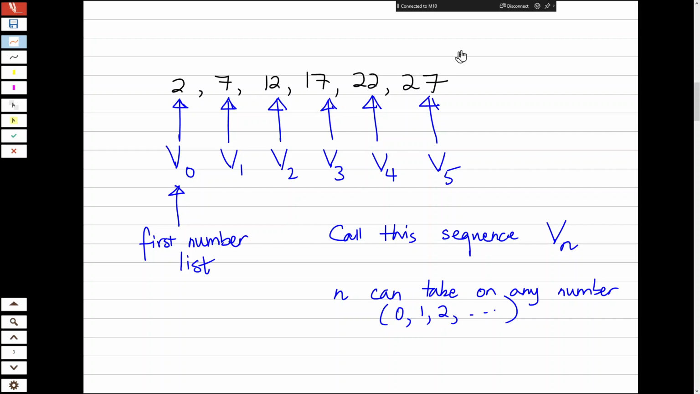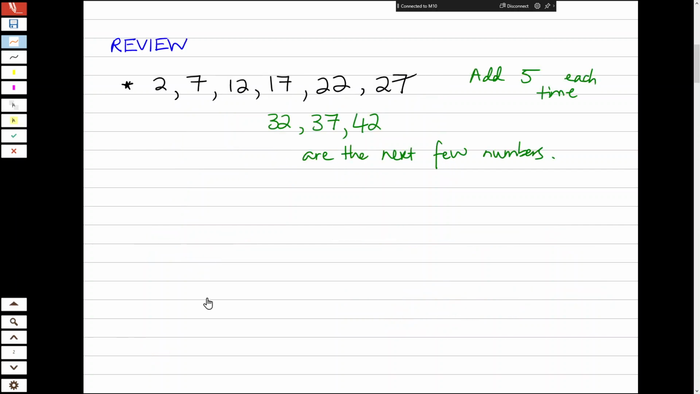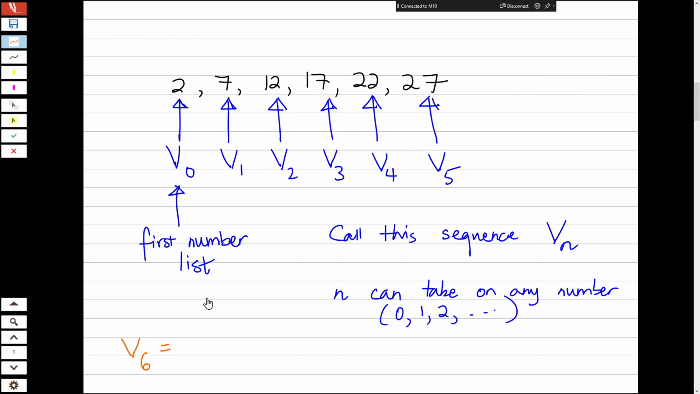All right. So I put the numbers V0, V1, V2, V3 to describe where I am in the sequence. So, can anyone tell me what V6 is going to be? 32. So it's the same sequence as before. We're adding 5 each time. So it's just 32. Okay?